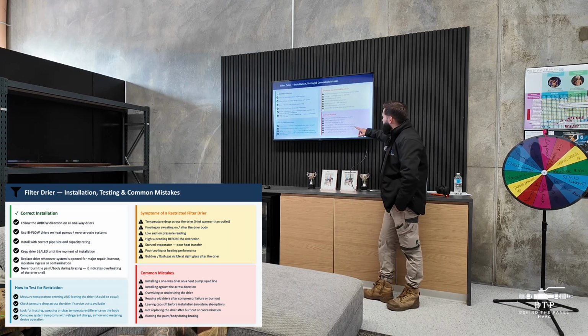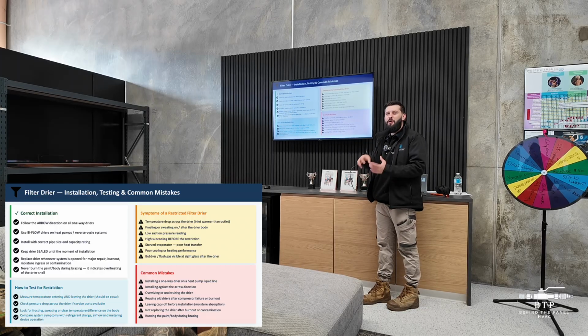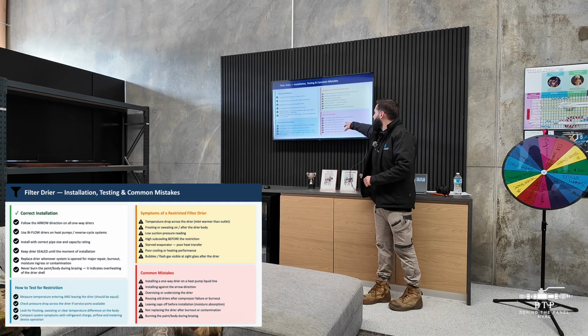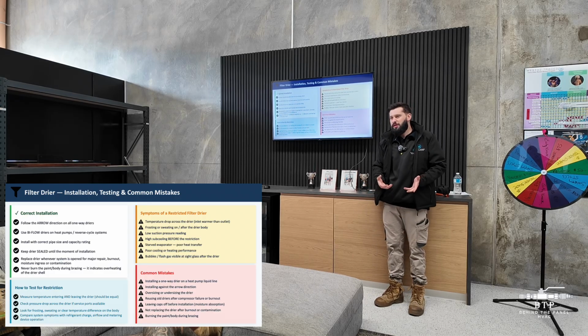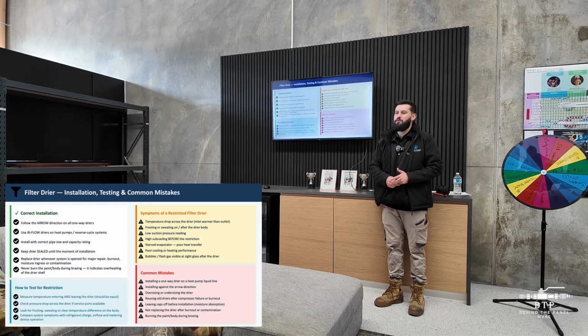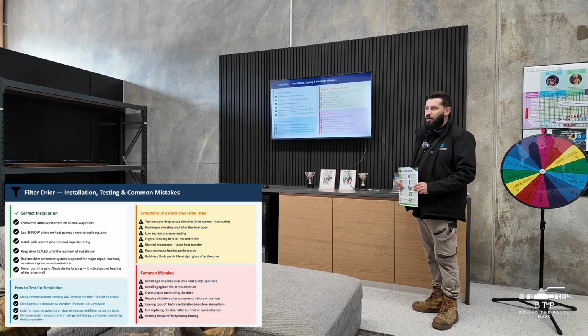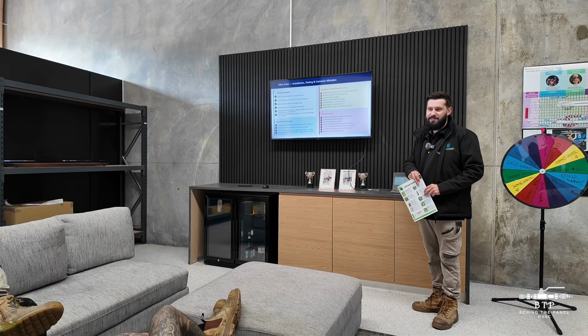Here are some common mistakes. Installing the filter dryer the wrong way. Where there's an arrow, if you install it opposite to where the arrow is flowing. Oversizing and undersizing dryers. Not understanding what you're doing. You're just installing a dryer because you want to install a dryer. It's easy to say, oh, there's acid in the system, but it's another thing to prove it.